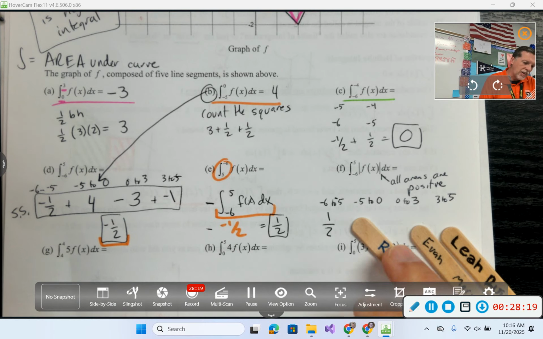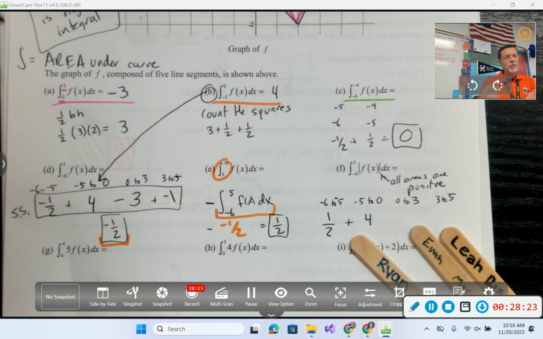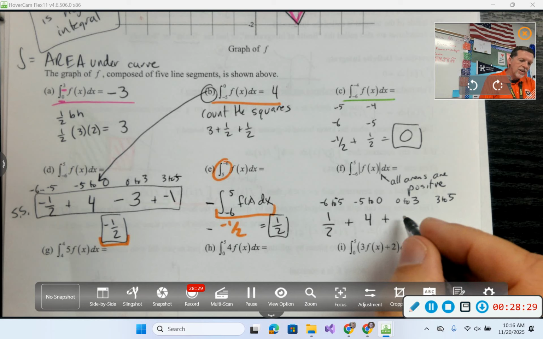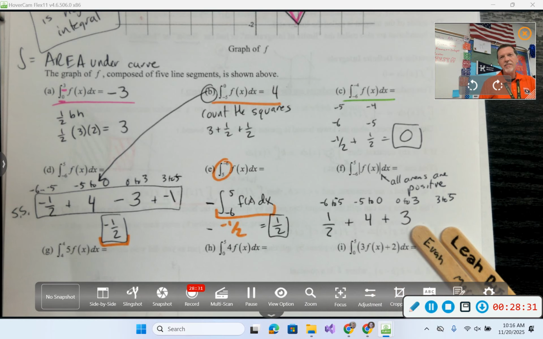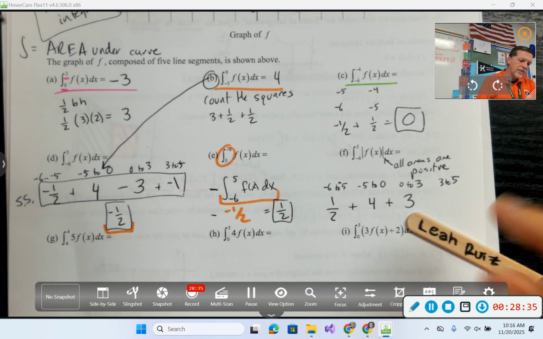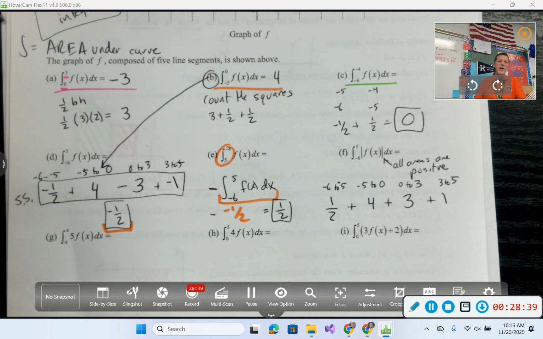Ryan, how about negative 5 to 0? 4. So the absolute value didn't really do much to that one. It was already positive. Evan, how about 0 to 3? Just 3. Why isn't it negative? Because of the absolute value. And then Leah, how about 3 to 5? 1. Same thing. It was below, but absolute value made it positive.